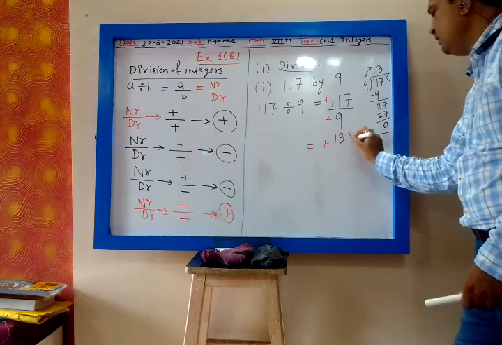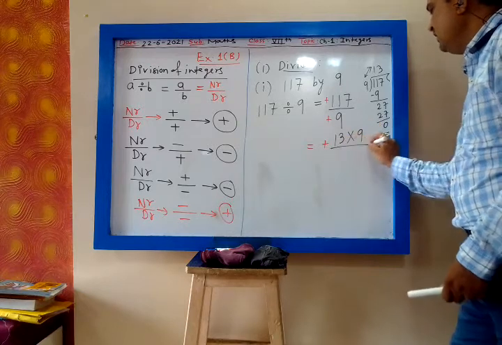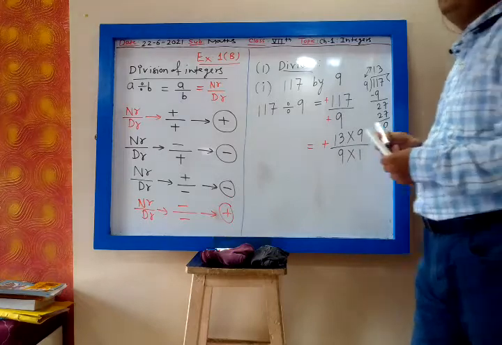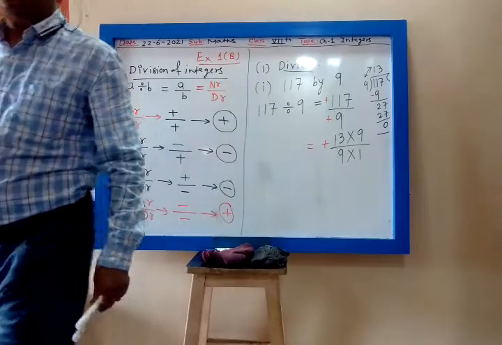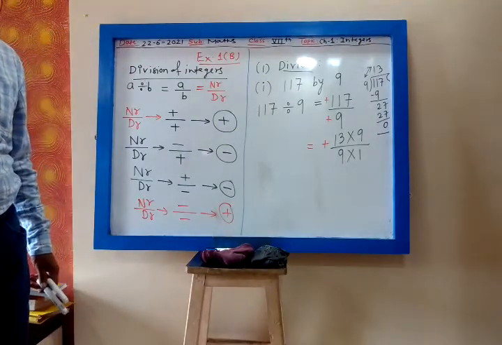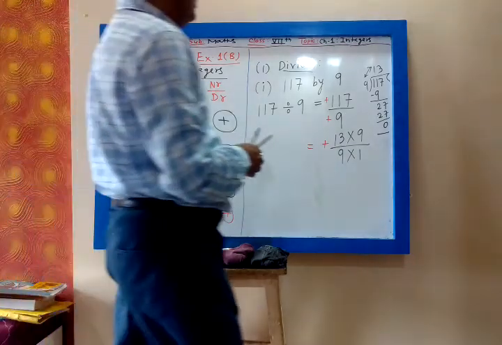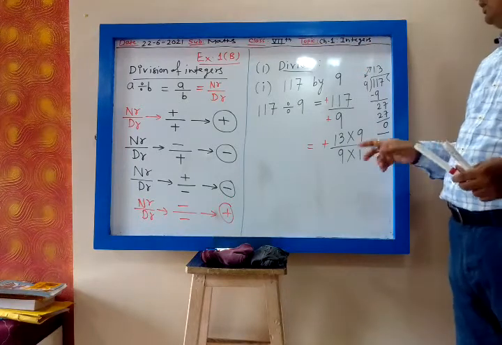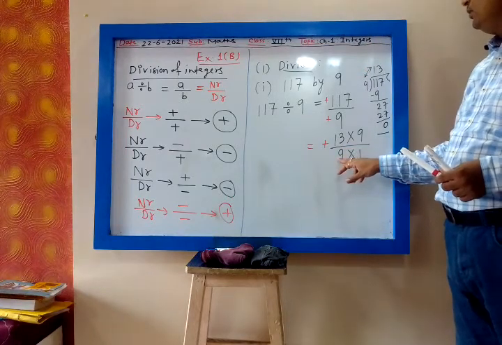117 I can write as 13 into 9. Then this denominator 9 I can write as 9 into 1. 9 into 1 is 9. Correct? Now you can cancel the common term of numerator and denominator.